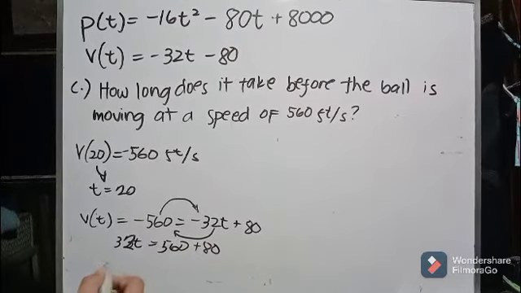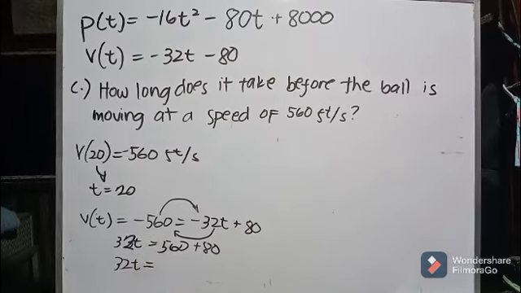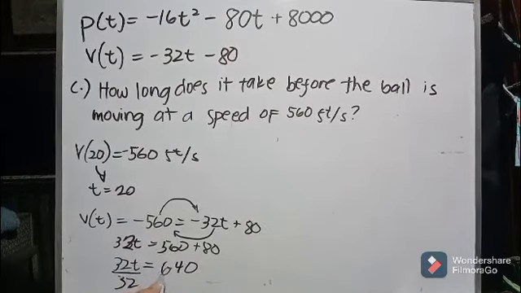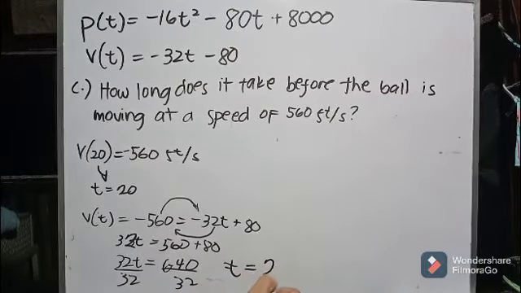So 32t is equals to 640 over 32. T is equals to 20 seconds.